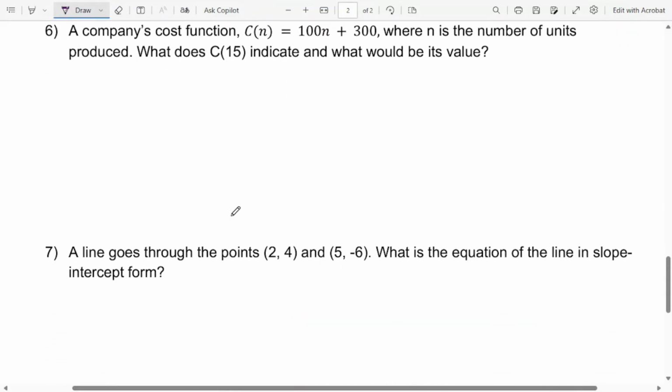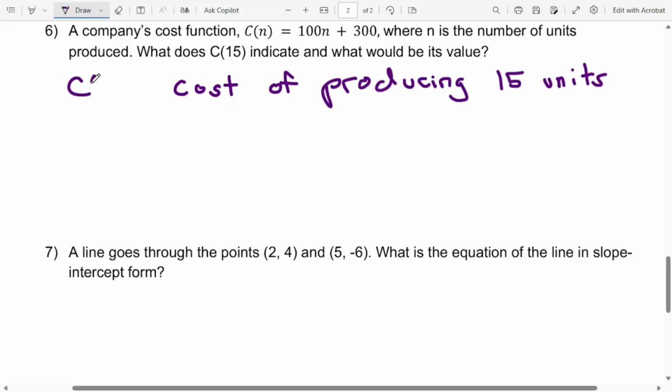Okay, next one. A company's cost function, C of n, equals 100n plus 300, where n is the number of units produced. What does C of 15 indicate, and what would be its value? So C of 15 indicates the cost of producing 15 units. I should have a "the" in there: the cost of producing 15 units. What is its value?